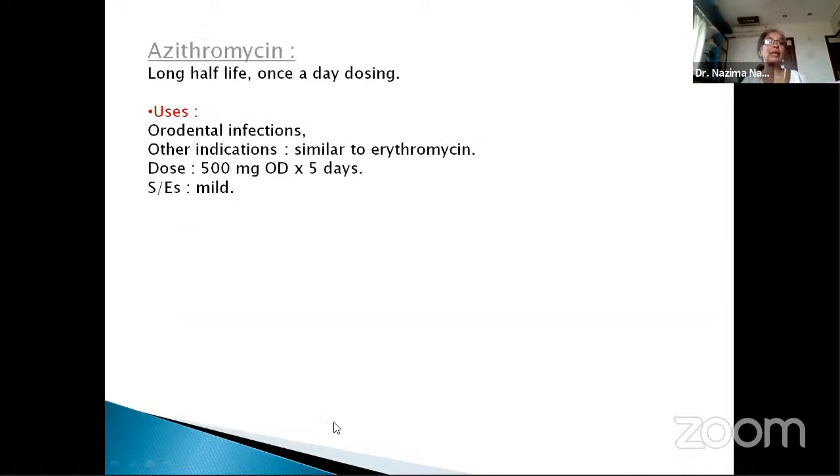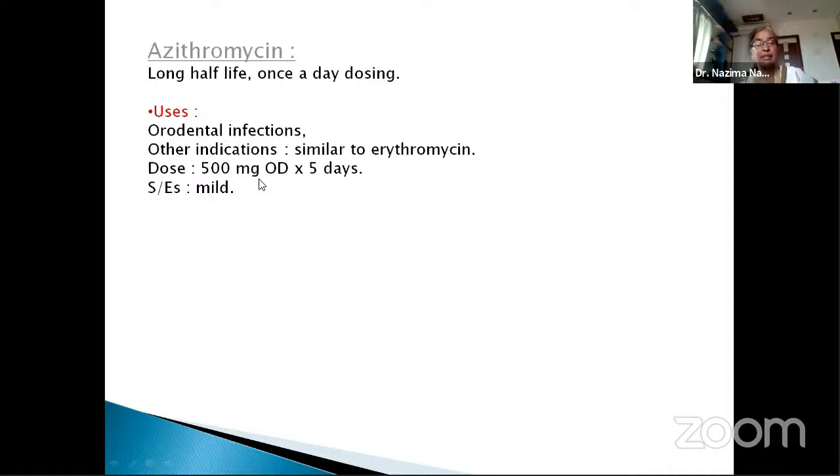Now coming to azithromycin, this drug has a longer half-life and can be used as once a day dosing. So that is the most important advantage of azithromycin. It is used in orodental infections and the other indications which are similar to erythromycin. The dosage of azithromycin is 500 milligram OD for a period of 5 days. Side effects are mild GI upset, dizziness, headache.